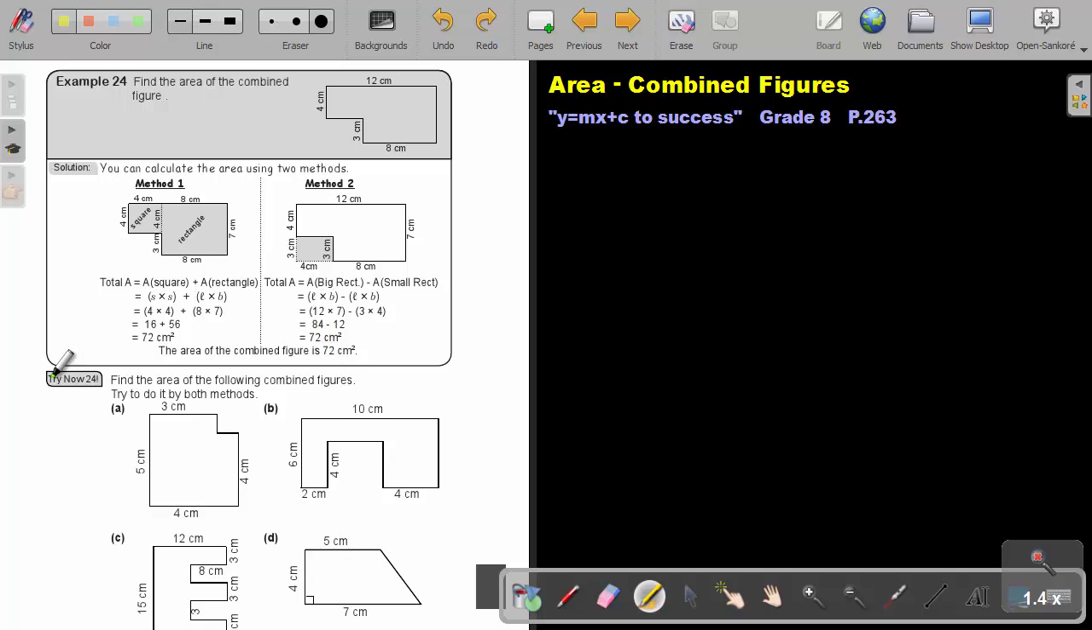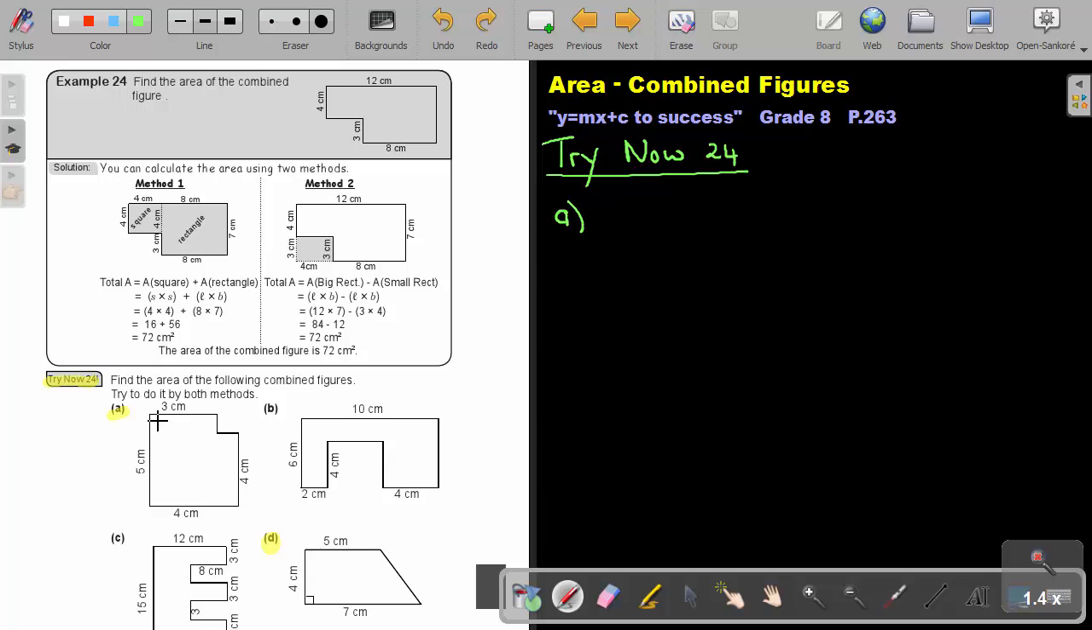Now, just for practice, I want you to do number A, try to do it on both methods, as well as number D, and again, try to do it on both methods. Okay. Stop the video, and as soon as you are finished, you can continue with the video. Try now 24. Let's start with number A.